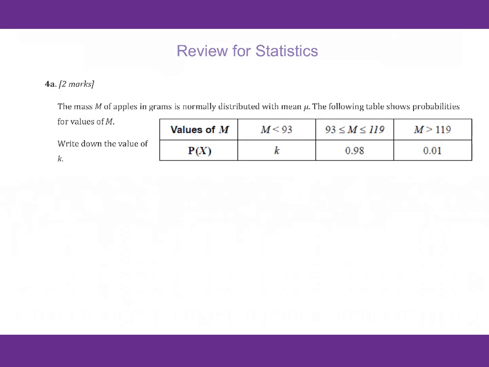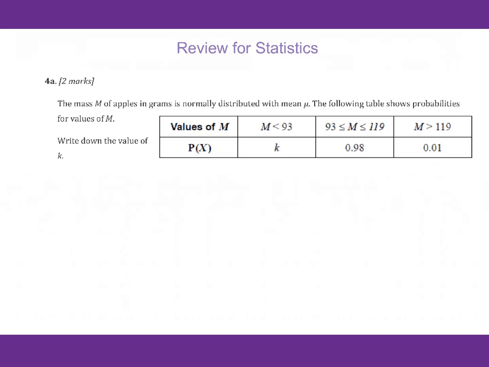This video is about a review for statistics. For part A, the mass M of apples in grams is normally distributed with the mean mu. The following table shows probabilities for values of M.